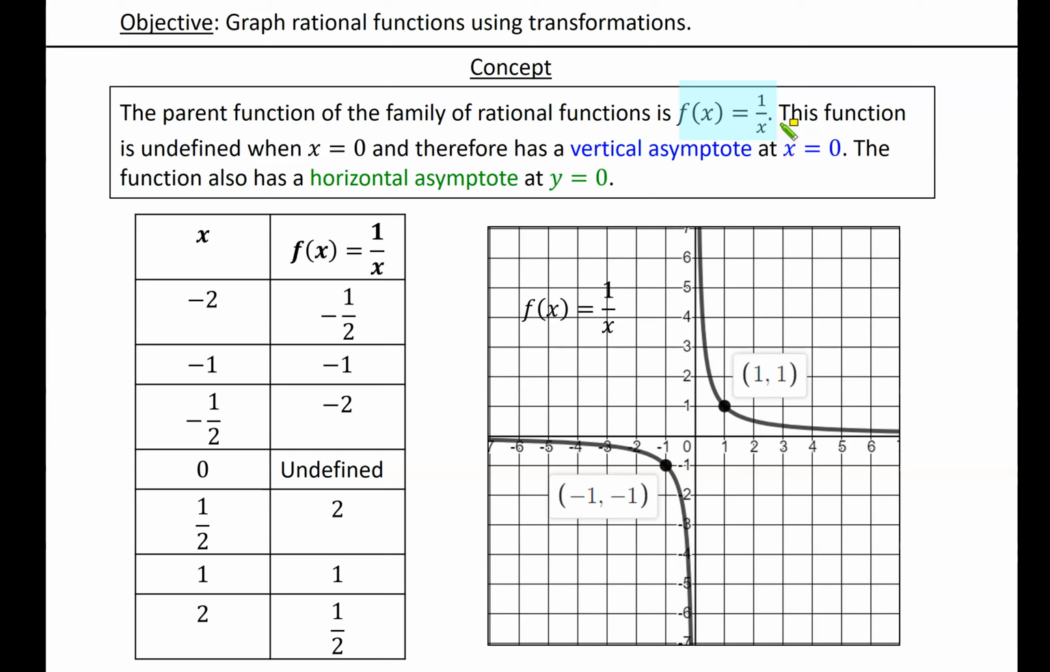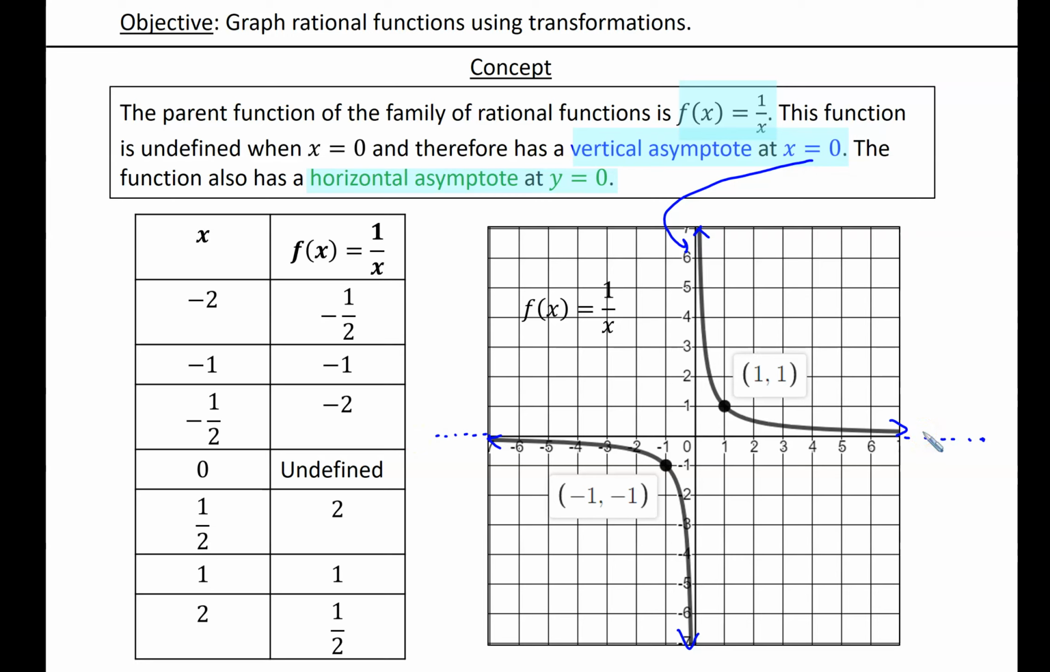That creates a vertical asymptote at x equals 0, which is our y-axis. So that's what we're seeing here when the function approaches the y-axis, both as it heads up and down on the two different pieces. It also has what we call a horizontal asymptote at y equals 0, which is our x-axis. So the function also approaches our x-axis as it heads to the right, getting closer to that x-axis, and as it heads to the left, it's getting closer to the x-axis, one piece from above and one piece from below.